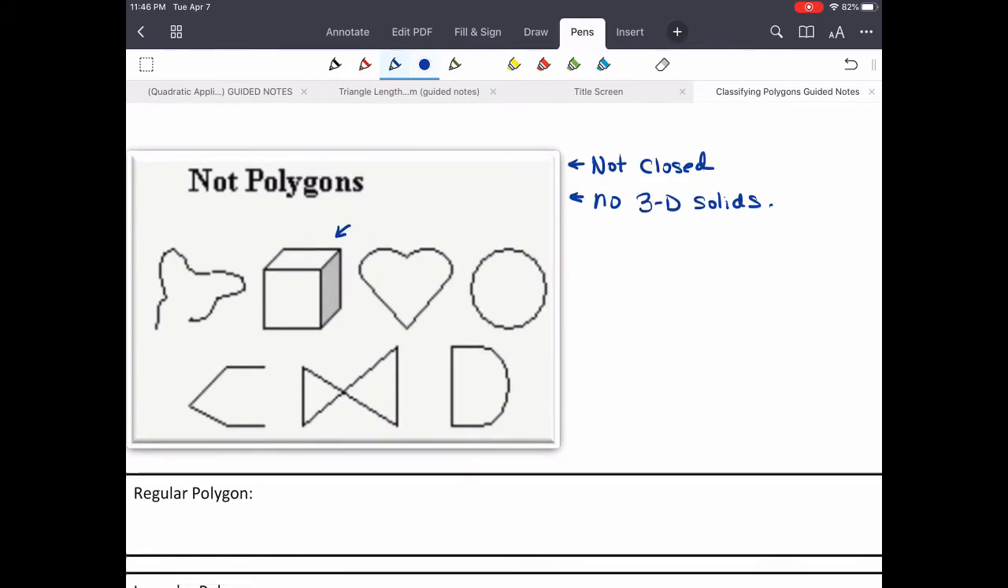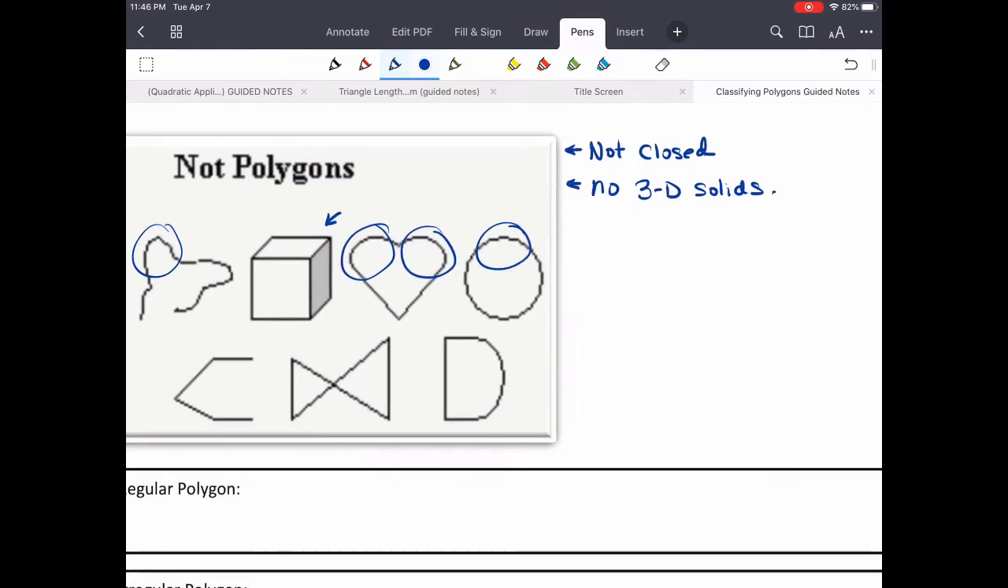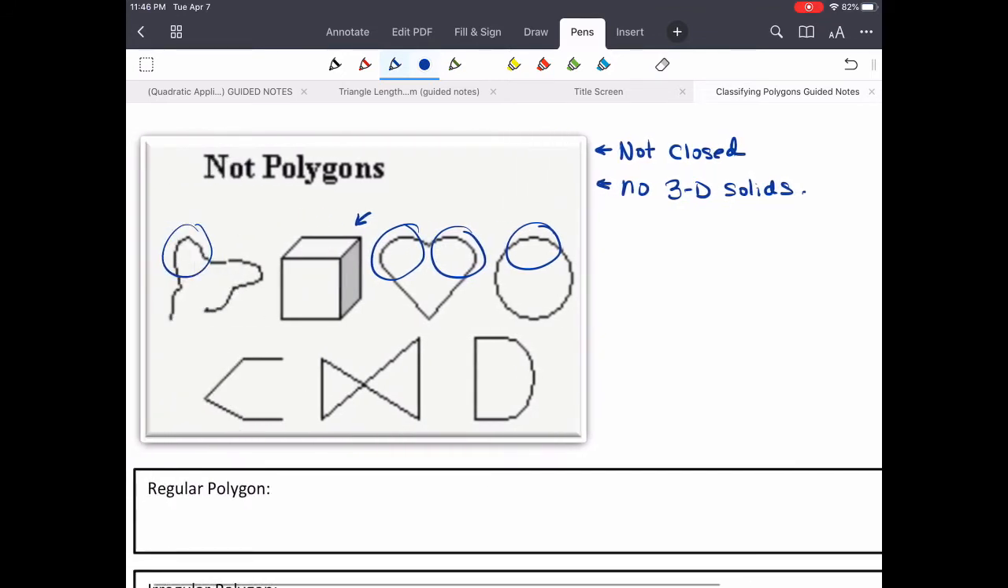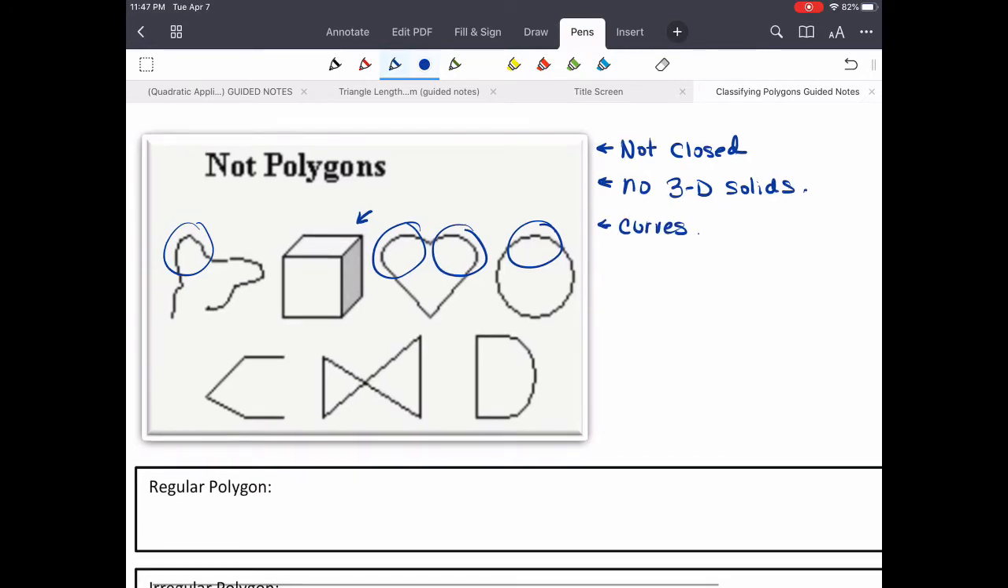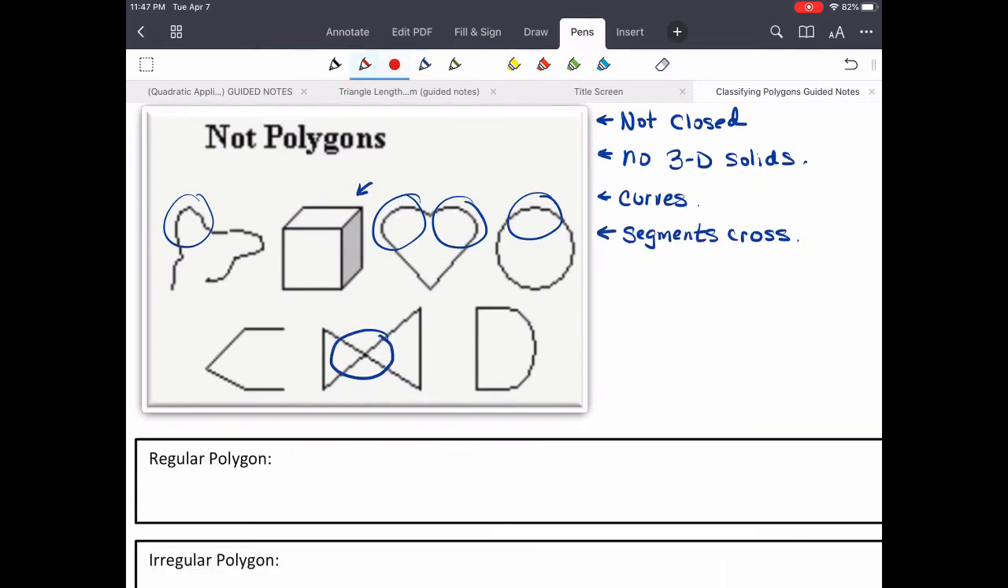You'll notice that there's quite a few where you'll see things that don't look like a line segment. If it curves in any which way, if it's rounded or curved, it doesn't have to be round, but if it's not straight, it's not a line segment. So you'll notice that there's curves, there's openings. Right here, you'll notice that the segments cross. That cannot happen.